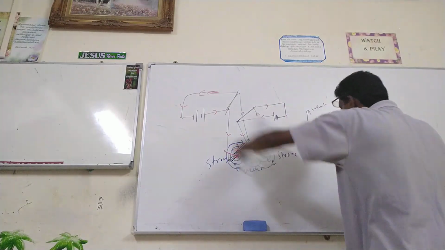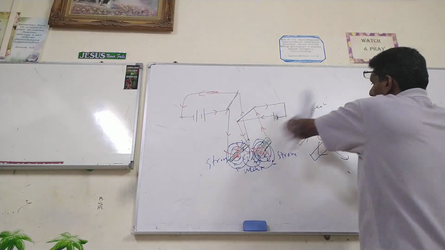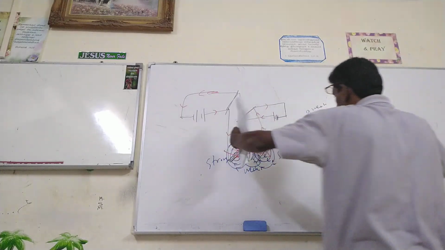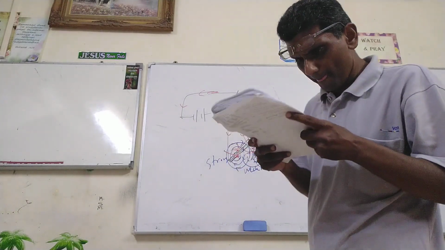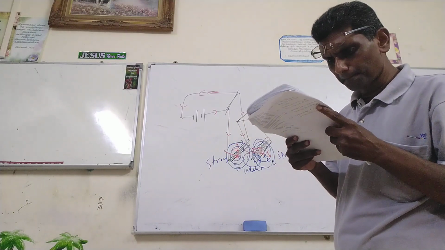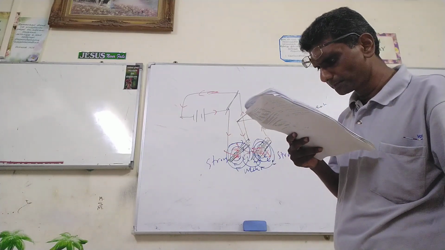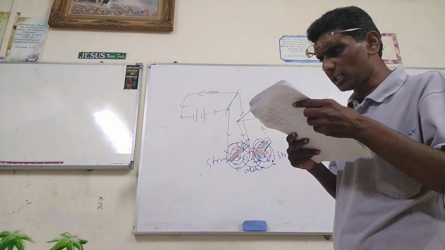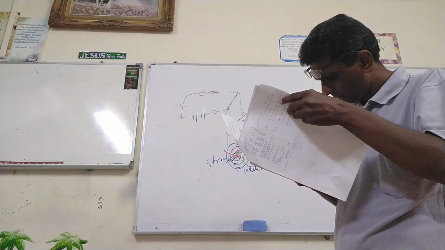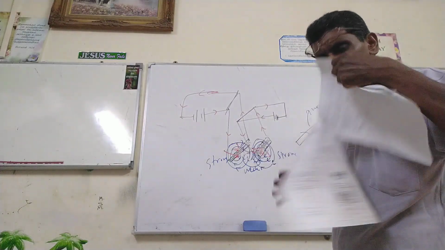This one is an aluminum rod. Go out, or repel. This one attracts. This one repels. Okay, that's the answer. Okay. Question number D.